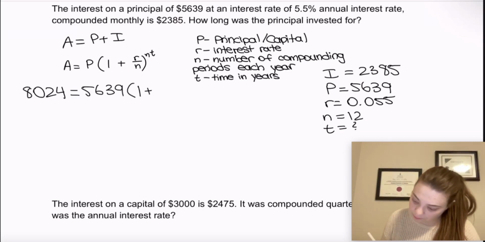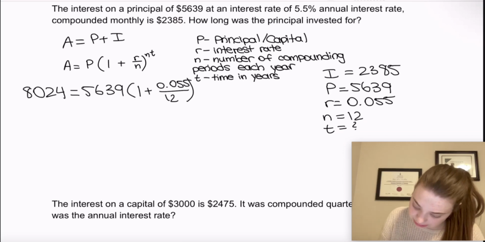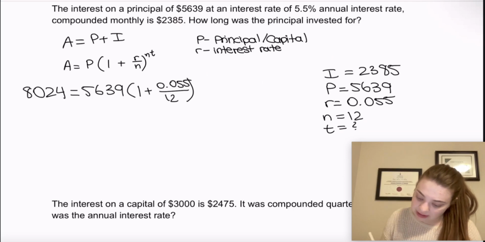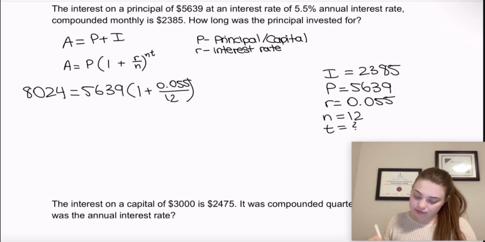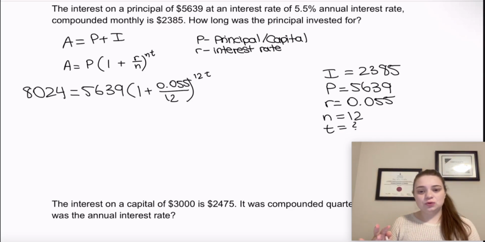times 1 plus r over n. So that's going to be 0.055 over 12, to the power of n times t. So that's going to be 12t. So we're actually going to have to use some more advanced mathematical techniques. We're going to need to use logarithms in order to figure this out because our unknown is inside the power.